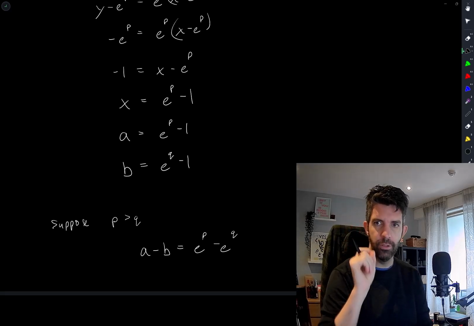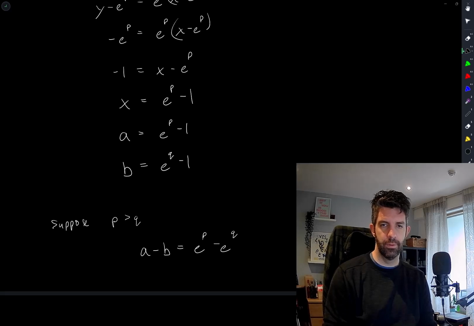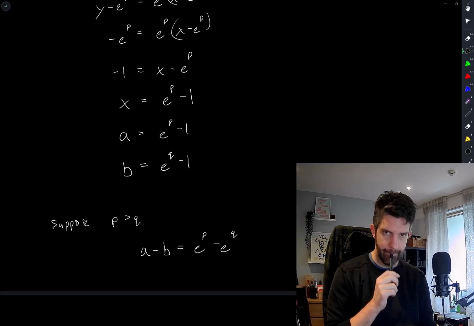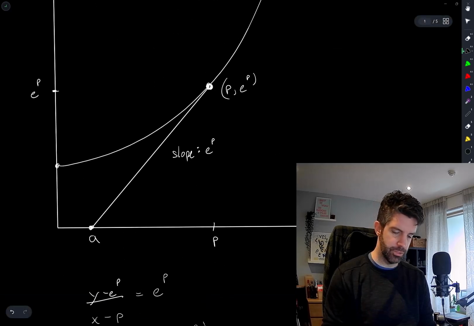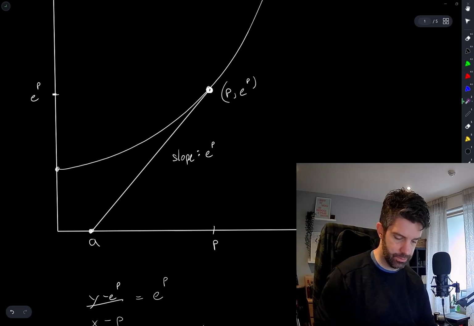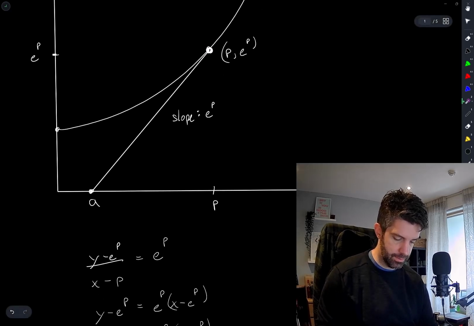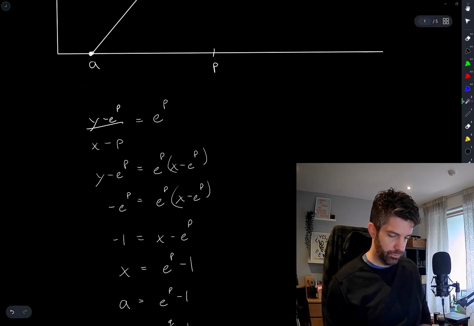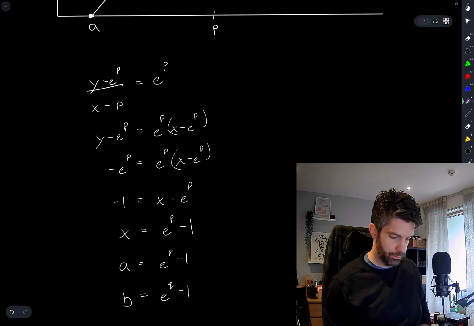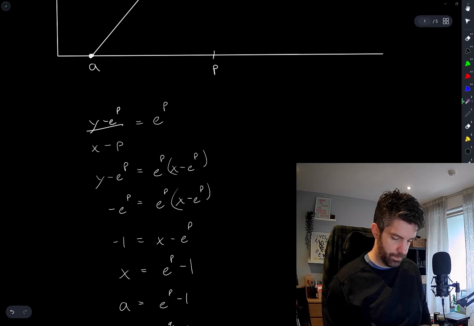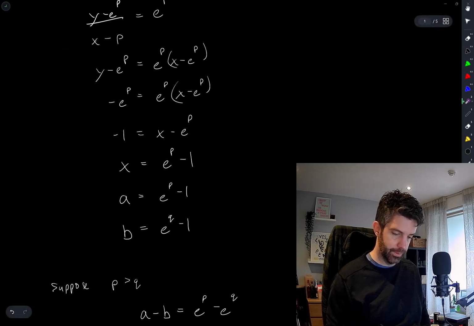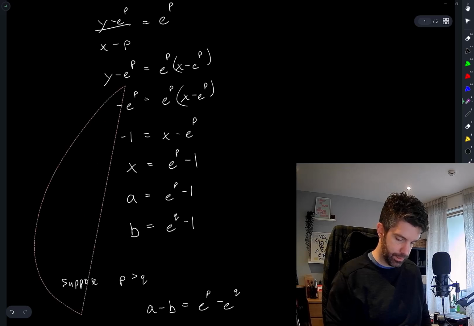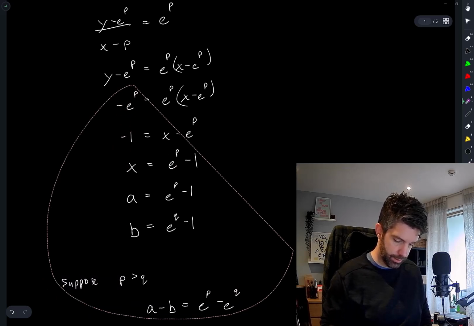No, because if p and q are negative, let me make sure I did this all correctly. We have a tangent. y minus e to the p over x minus p is equal to that slope. We set y equal to 0 and solve for x. Oh, I found a mistake. Of course I did. Of course I did. Why wouldn't I have a mistake in one of my videos? Why wouldn't I?